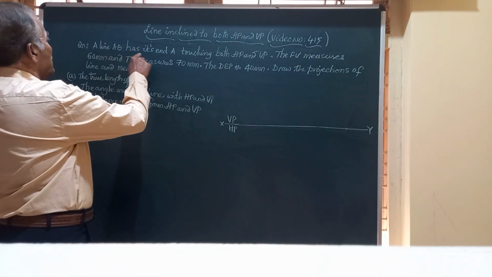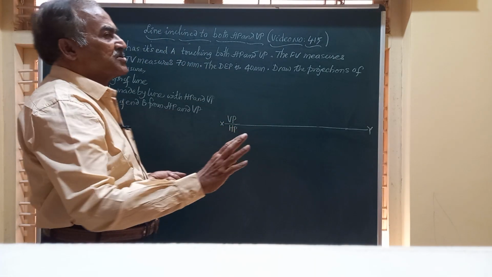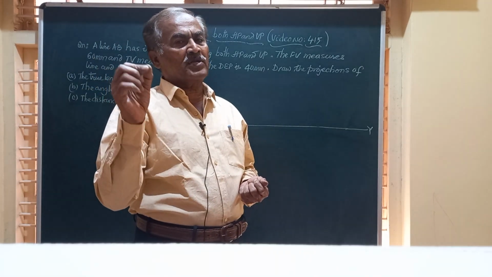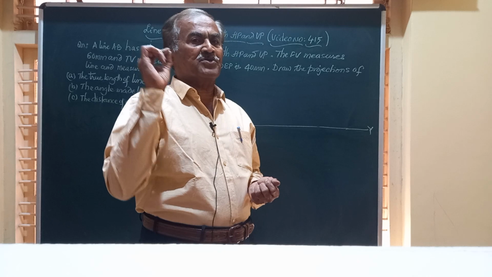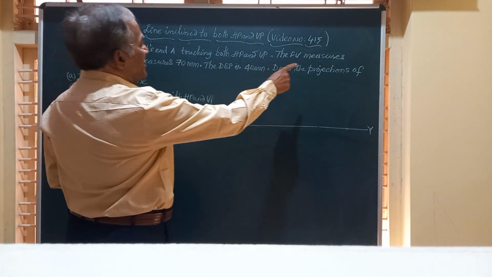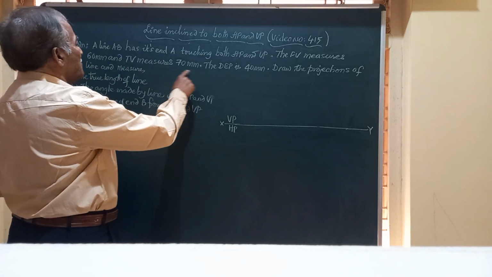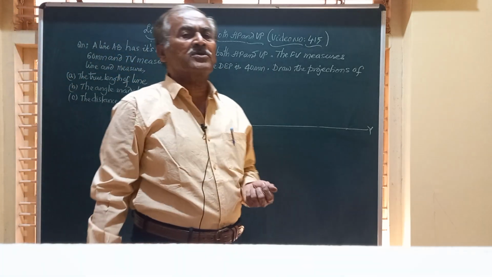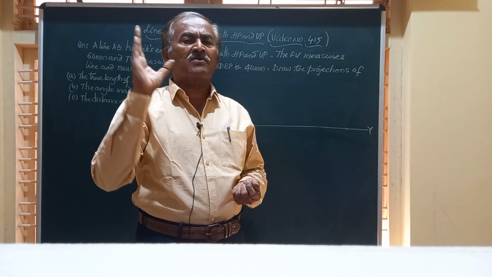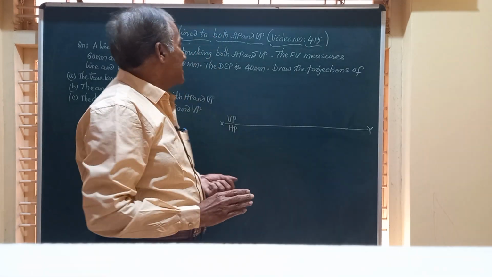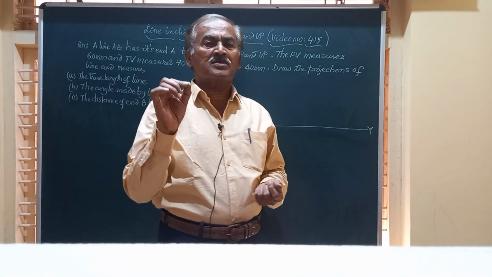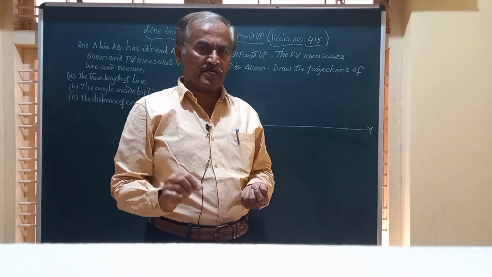A line AB has its end A touching both HP and VP. The line AB has two ends. One of the ends is touching both HP and VP. And the front view measures 60 mm, top view measures 70 mm. They have given us the length of the front view, the length of the top view, and also they have given us the DEP. DEP means the distance between end projectors.